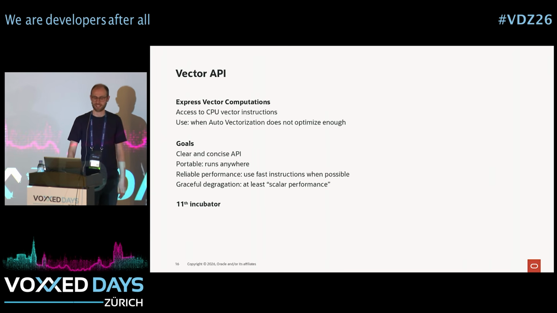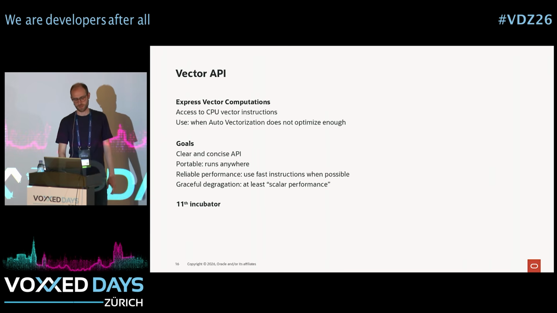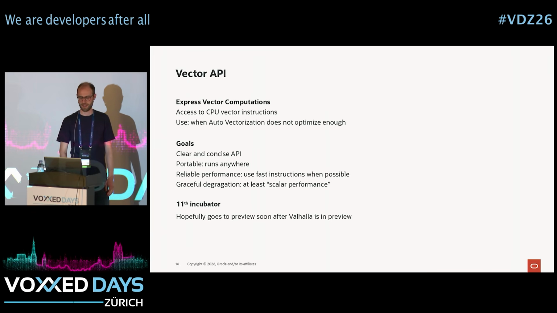So of course, the Vector API hasn't yet been released. It's been in incubator, and it's been in incubator for a long time, for 11 releases so far. And the reason for that is that we're waiting for Valhalla. We've been waiting for Valhalla for a long time, but I really have some confidence that it's coming soonish. And of course, then after some releases, we want to then also put the Vector API into preview, which means it should be more generally available.